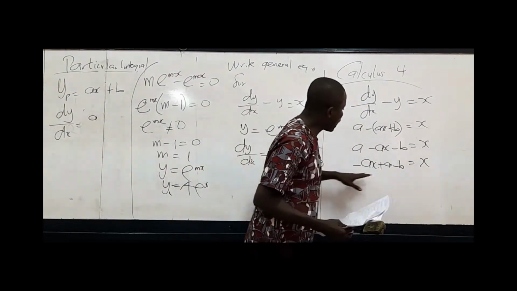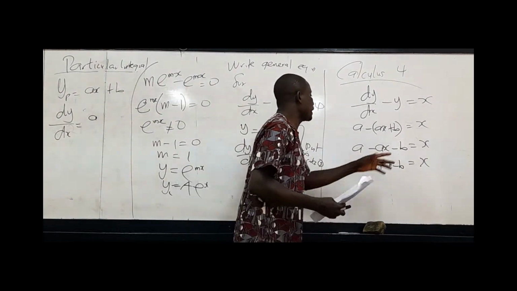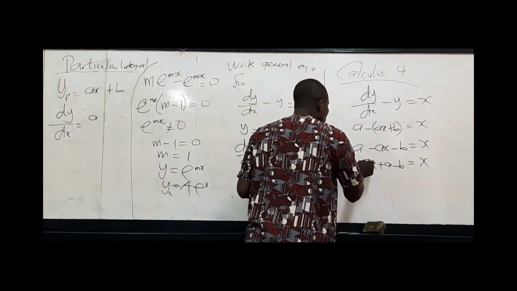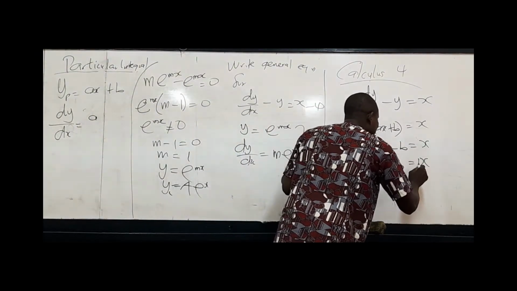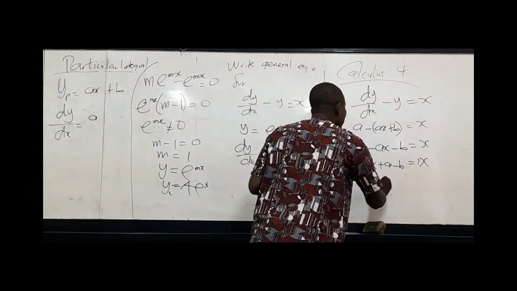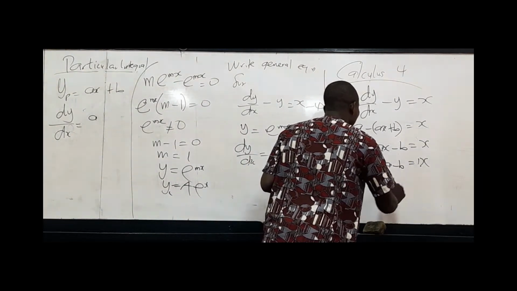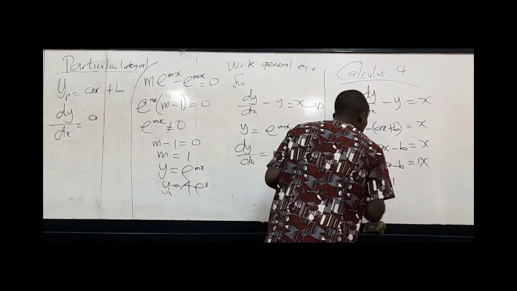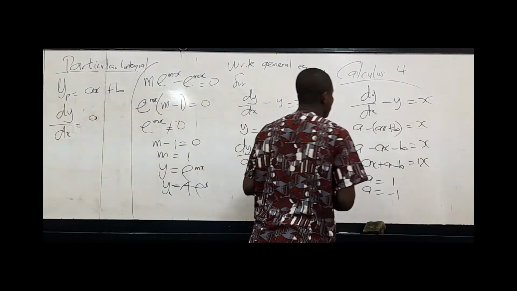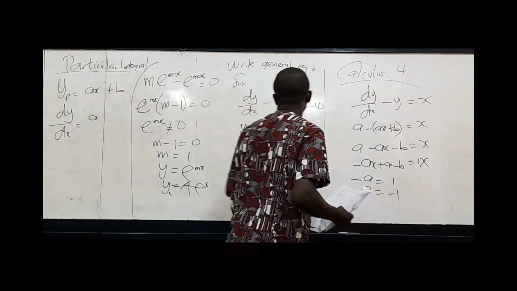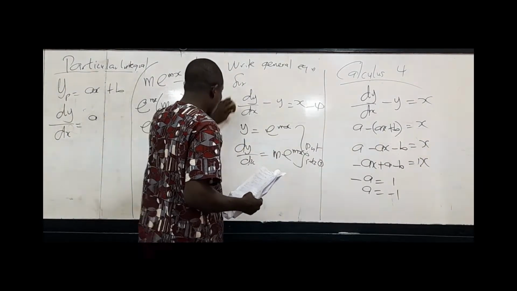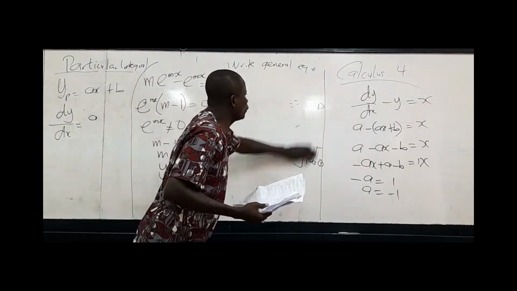Now, I want to compare the coefficients. So comparing the x coefficient, watch here. In fact, here is 1x. So if I compare coefficients that are bearing x, here becomes negative a is equal to 1. So a is equal to what? Negative 1. Exactly. a is equal to negative 1. Please, I hope you've copied this. Then how do you find the b?